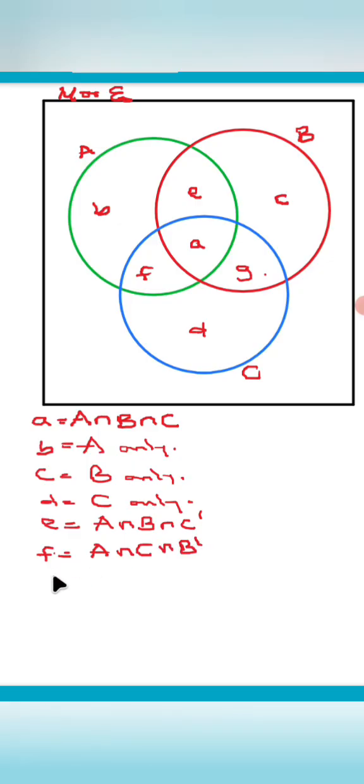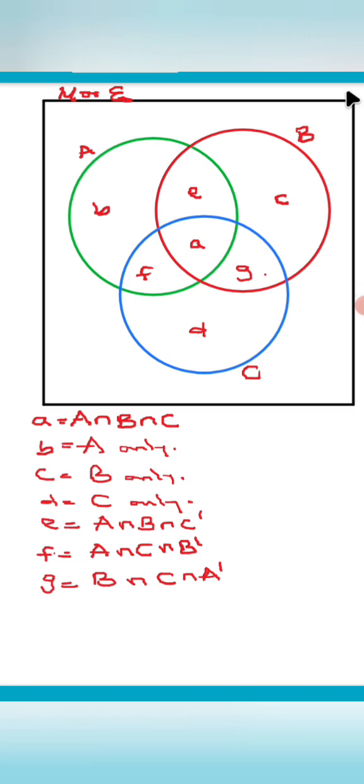And G, we have B intersection C intersection A complement. And the middle, which is A, we have already done that, which is A intersection B intersection C.